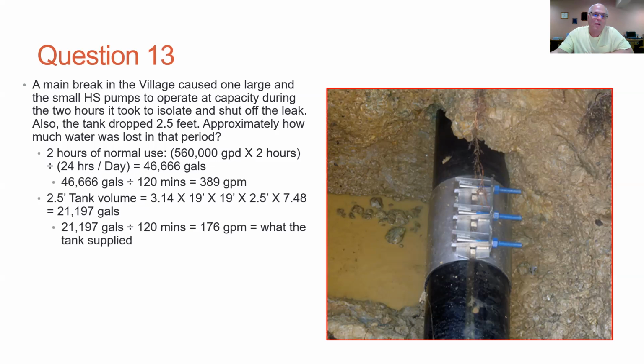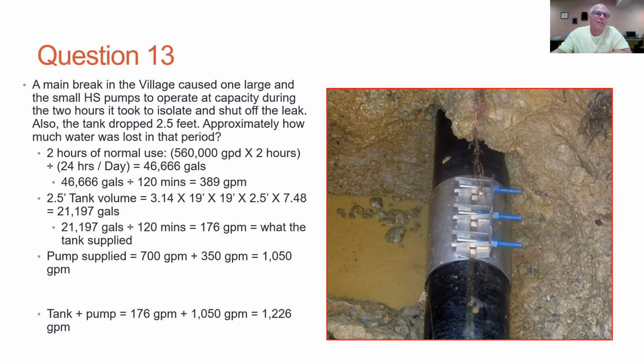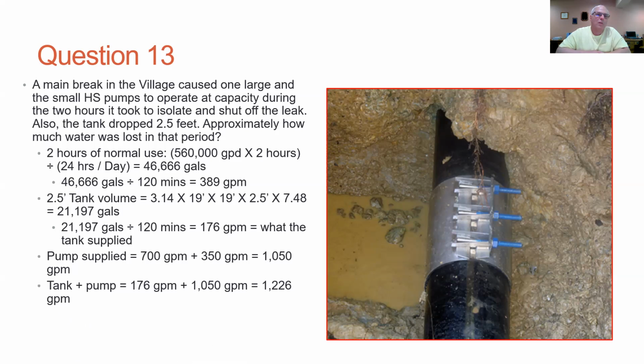Well, if it did that for 120 minutes, or 2 hours, I would lose 176 gallons per minute. That's what the tank supplied. So if I add that to the pumps running at 700 gallons per minute plus the 350 gallons per minute, I get 1,050 gallons per minute. So the tank plus the pumps equals 176 plus the 1,050, or 1,226 gallons per minute.